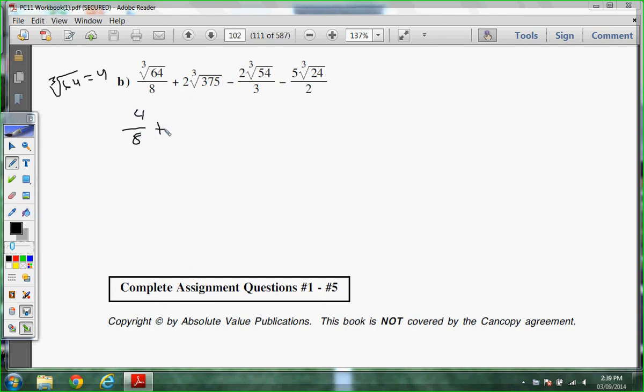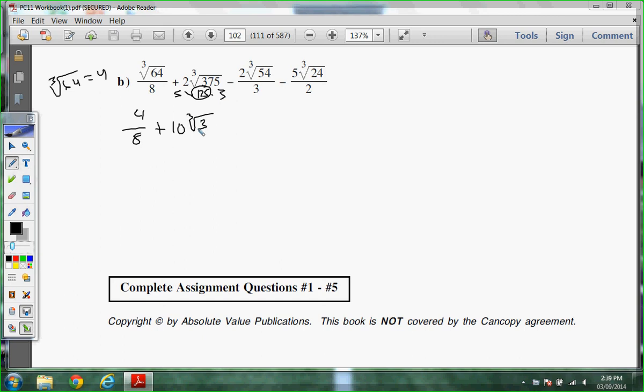Cube root of 375. Well, cube root of 375 is going to give me, let's see here, I want to break that down to 125 times 5, because 125 is a perfect cube. 125 comes out as a 5, so it gives me 2 times 5, which is 10. Cube root 3 is left, excuse me. Because 125 times 3 is 375, sorry. Can't read my own handwriting.